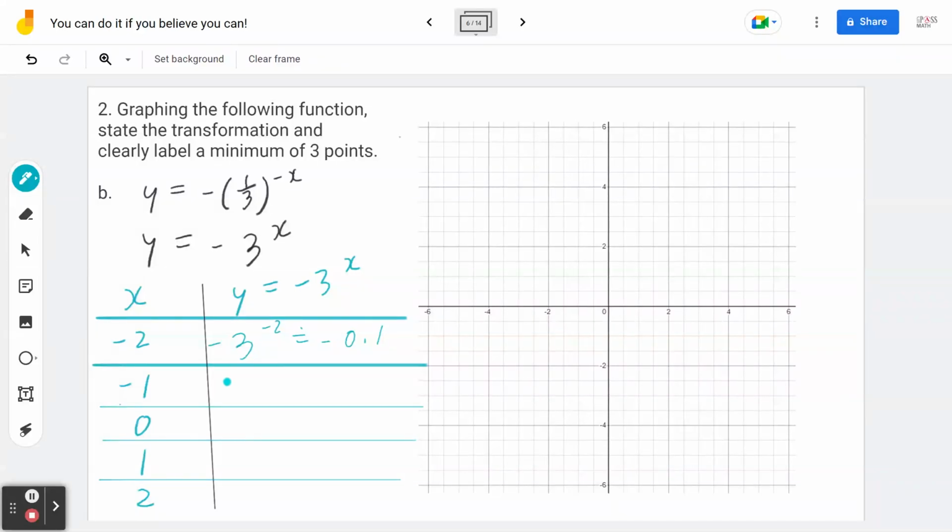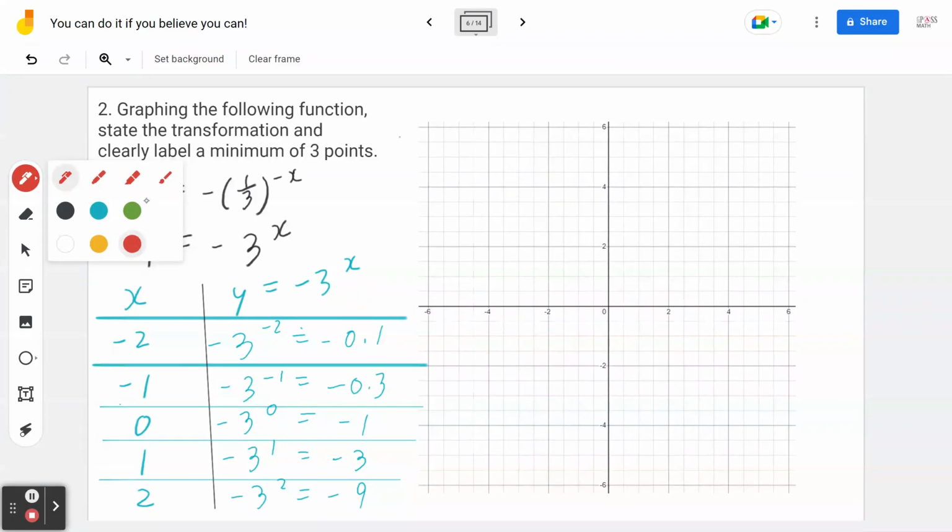If you plug in x to be -1, that's -3 to the power of -1, which is going to be 1 divided by 3. So it's going to be -0.3. When you plug in x to be 0, that's going to be -3 to the power of 0. This is going to be -1. If you plug in x to be 1, that's going to be -3 to the 1, which is -3. And of course, when you plug in 2, that's going to be -3 to the power of 2, which is -9, which is beyond the scale that we have on the graph to the right.